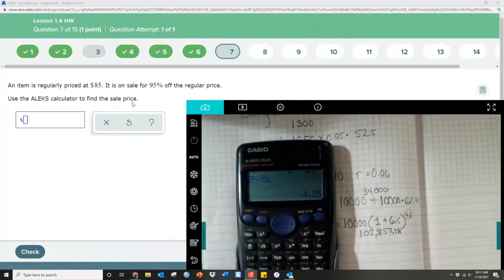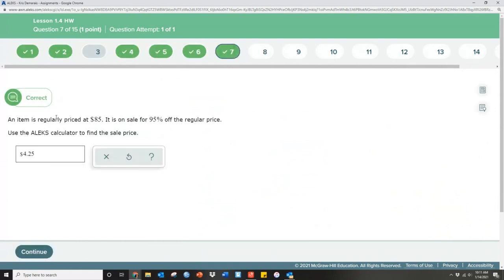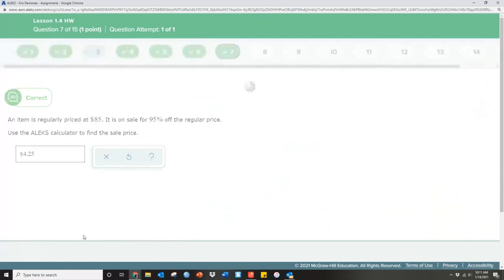They're looking for the final sales price. If it's 95% off, just subtract 95 from 100, and that's 5. And then 5% of 85 is your answer. So you're looking at $4.25. Like I said, ridiculous. Why did you even bother selling the item? You're giving it away.